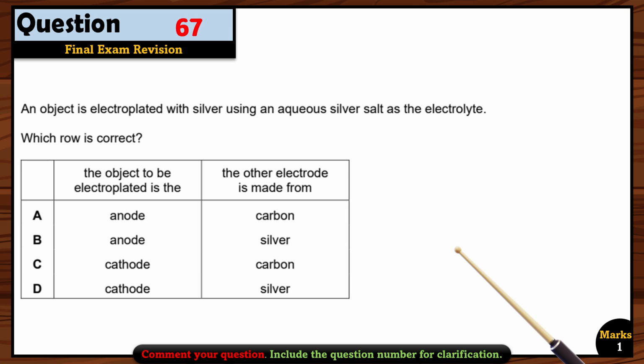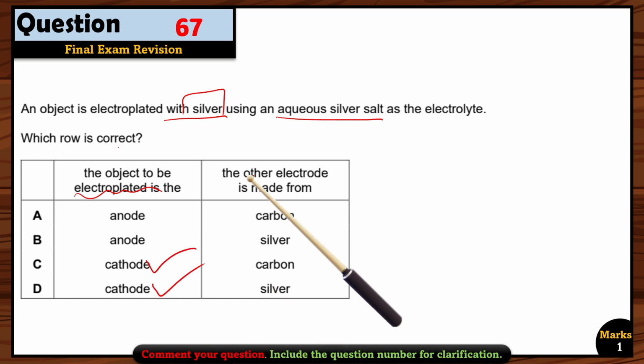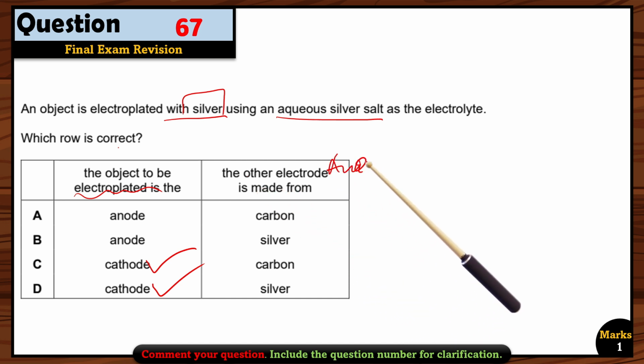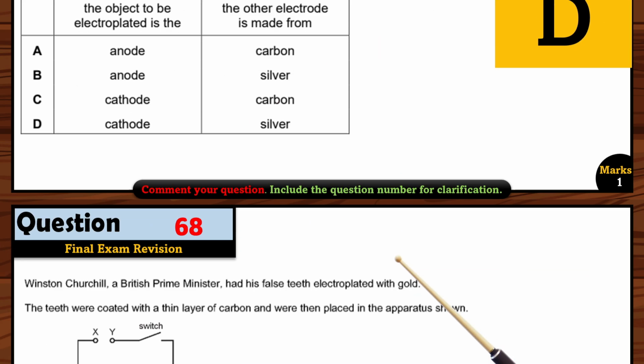Question 67. An object is electroplated with silver using an aqueous silver salt. Okay, they already have told you which row is correct. So if it is electroplated with silver, of course our anode should be made up of silver, right? The object which we want to electroplate should be at the cathode, right? So where we can see, yes, cathode. And the other electrode, that is the anode, right? So anode should be made from what? From the silver, right? We have to use silver as an anode. So that's why option D is the right option.